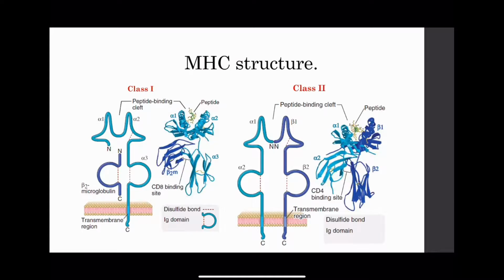In class 1, the antigen binding cleft consists of the amino terminal segments of alpha 1 and alpha 2 chains. While in class 2, the antigen binding cleft consists of alpha 1 and beta 1. The immunoglobulin domain is non-polymorphic, i.e., it is basically the same in all MHC molecules, and it contains the binding site for CD4 and CD8. In class 1, it is formed by beta 2 microglobulin and alpha 3, as you can see here. This is alpha 3 and this is beta 2 microglobulin. But in class 2, it is formed by alpha 2 and beta 2.